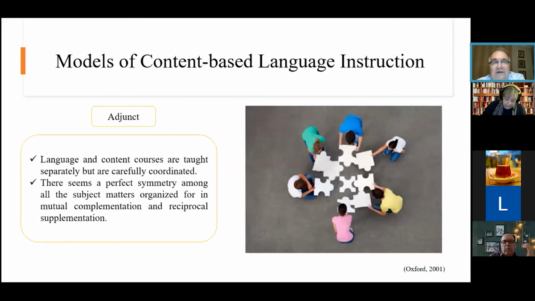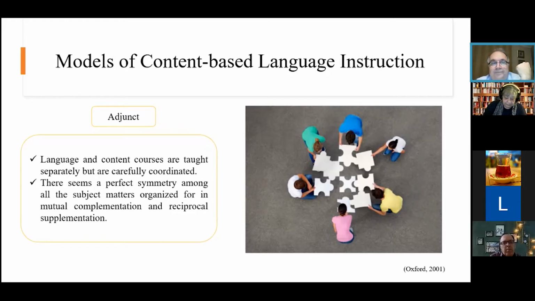Okay, finally, we have another model. In this model, language and content courses should be taught separately, but they should be carefully coordinated. So there seems a perfect symmetry among all the subject matters, organized for mutual complementation and reciprocal supplementation. That means we should be careful about the combination of language and content courses. They can be given separately, but they should be carefully coordinated.